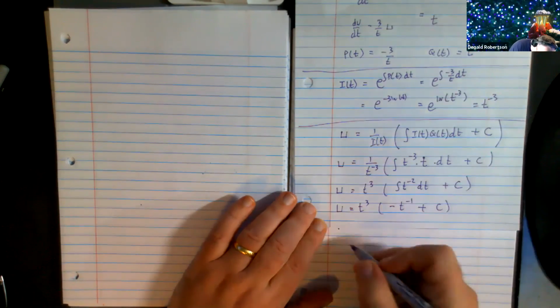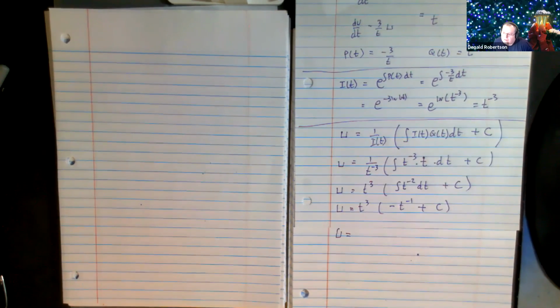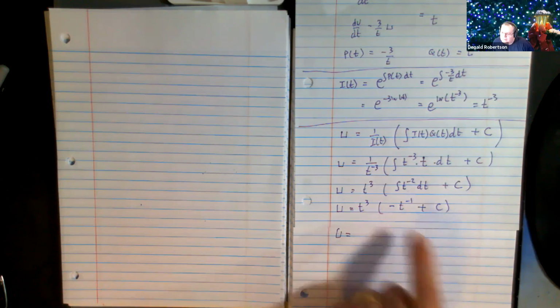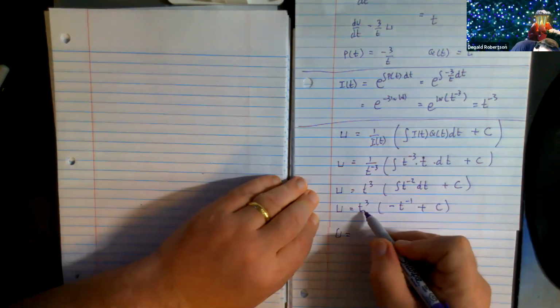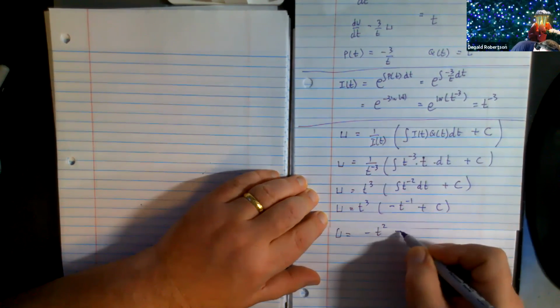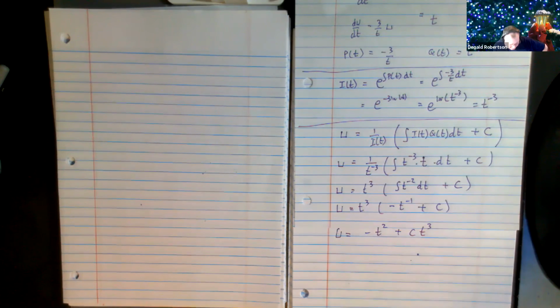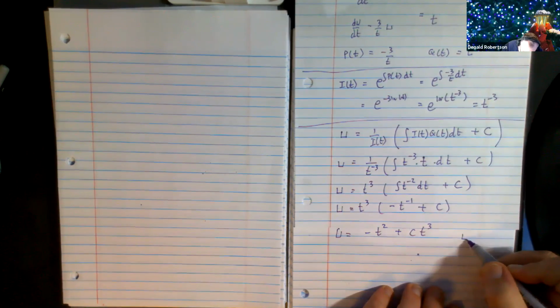I think in this question, distributing the t cubed probably would be a good idea. Agree? Because that looks pretty clunky, doesn't it? Kind of messy. So t cubed times this guy gets you negative t squared, and t cubed times this guy gets you c t cubed. Everything good?